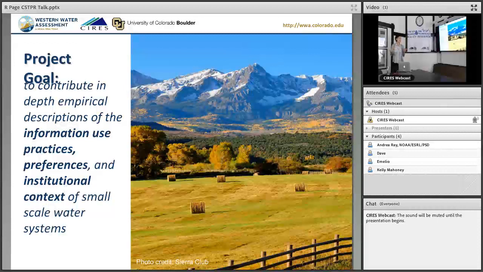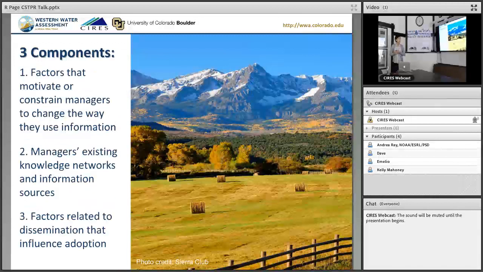So, like I mentioned, the goal of this project was to contribute in-depth empirical descriptions of the information use practices, preferences, and institutional context of small-scale water systems in the Upper Colorado River Basin. And so today I'm just going to talk about a few different components of this.